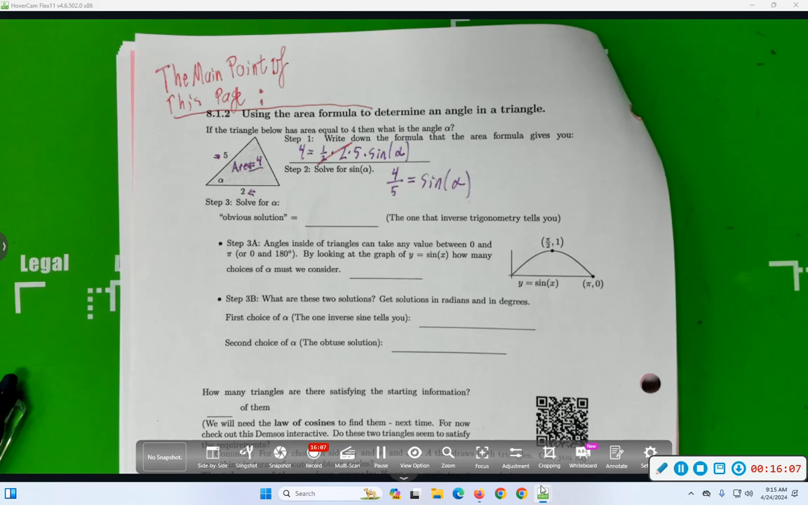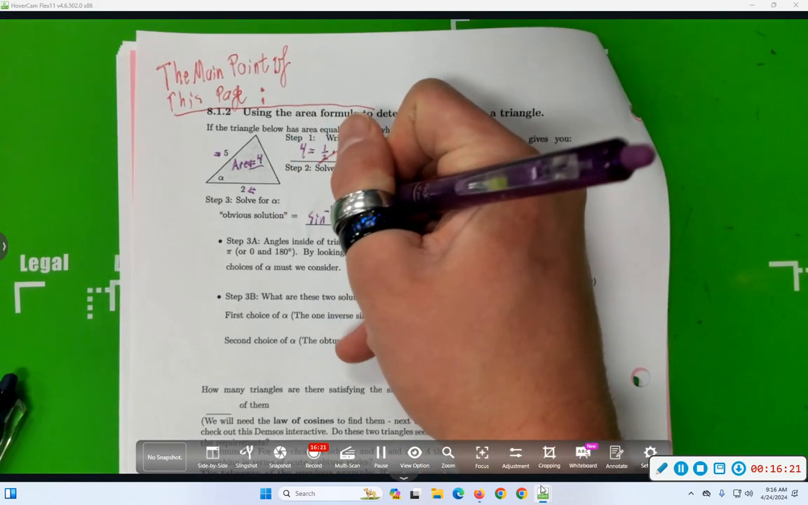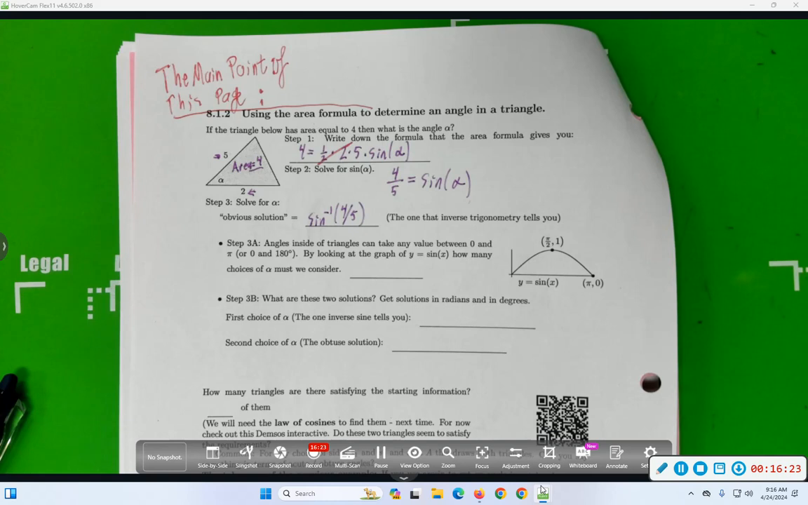People agree? Awesome. I want to get alpha by itself. There's the obvious solution, arcsine of 4/5. All right, hold on to that for now. There is this weirdness whenever you use inverse sine to find an angle. Like, it could be that, or it could be that plus 360 degrees.